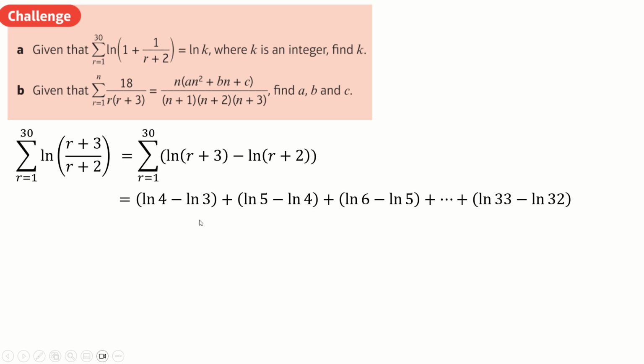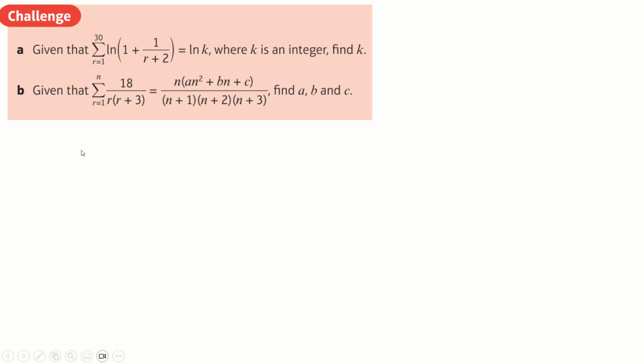And everything is going to cancel except for the very smallest one, which is log 3, and the very largest one, which is log 33. So it's just log 33 minus log 3. It's called a telescope, I guess, and you divide them through based on the log law, this one backwards, and you get log of 11, which will be the answer.